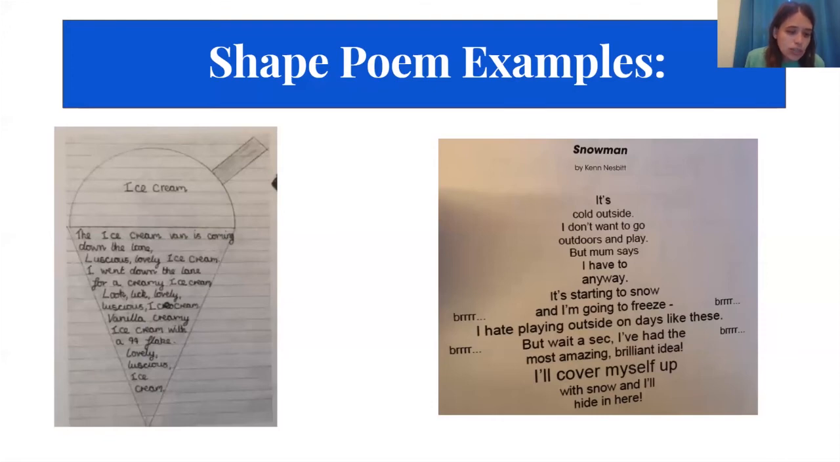Vanilla creamy ice cream with 99 flake. Lovely, luscious ice cream. As you can see, it is written in the shape of an ice cream. So somebody drew the cone, the ice cream on top, and wrote their poem inside of it. Now the second one here is Snowman by Ken Nesbitt. And as you can see, it's written so it looks like a snowman. So the shape is made by the words.